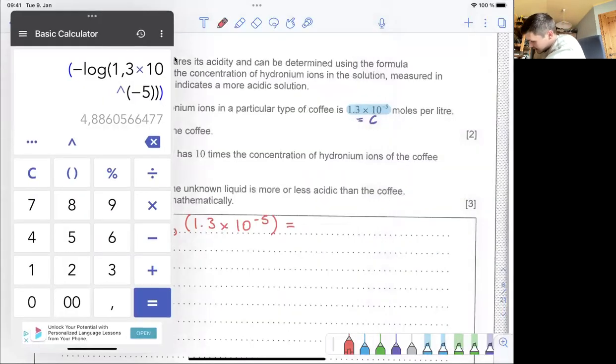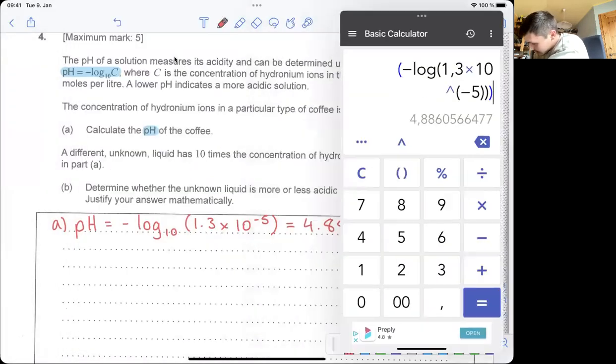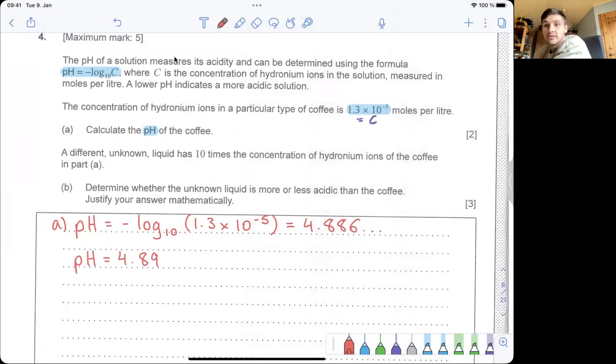So we'll go 4.886 and we'll round that to 3 significant figures. So pH is going to be 4.89, which is, funny enough, factually correct. The acidity of coffee tends to differ between varieties, but it ranges from around 4.85 to about 5.1. So that's cool, factually correct. All right, let's move on to part B.